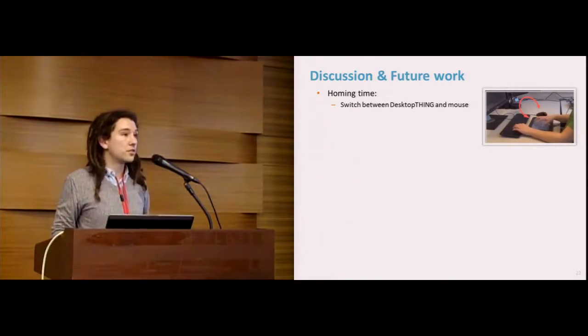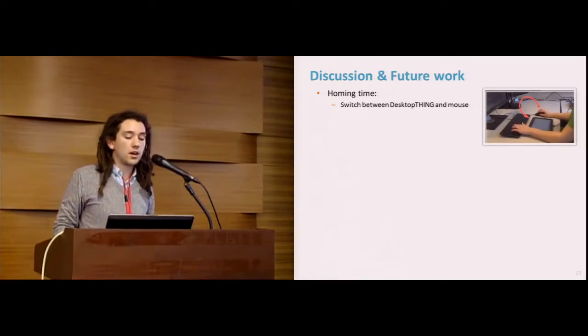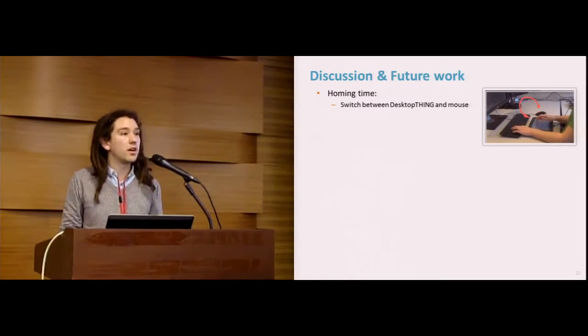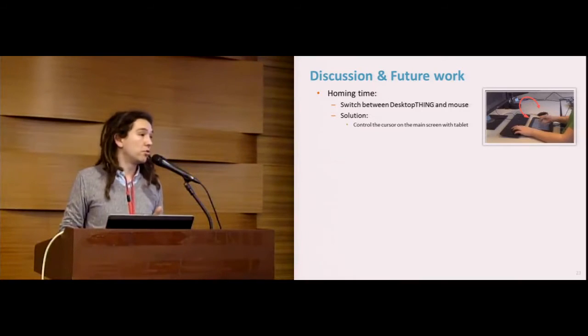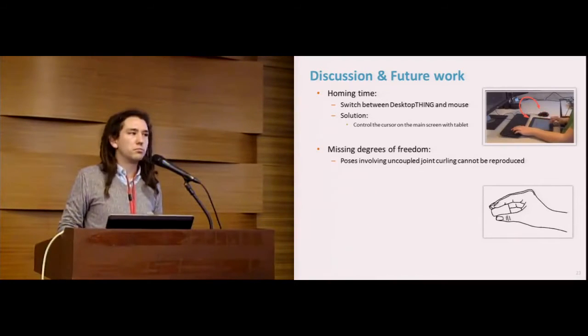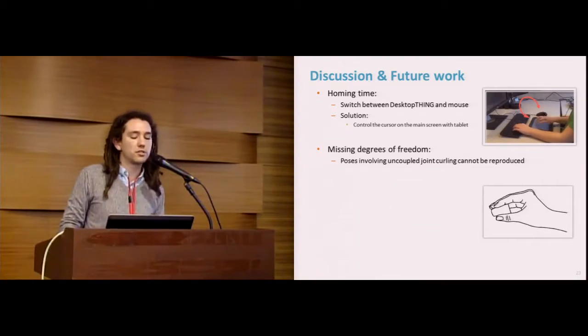The first one is that with the hybrid version, we force users to switch back and forth between the tablet and the computer mouse, and this transition induces a homing time that is bad for performance. So one solution to get rid of this will be to remove the mouse altogether. For instance, one possibility will be to use the multi-touch tablet as a touchpad to control the cursor on the main screen.